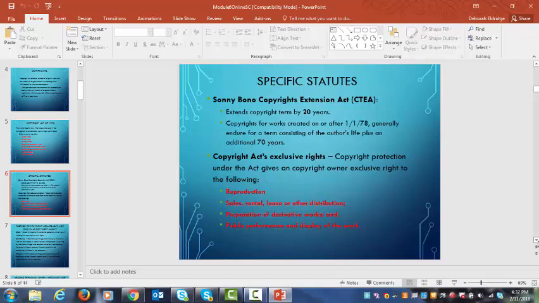Legislator, and senator, when he did, he pushed for extension of copyright protection. Because it used to be the author's life plus 50 years, they extended it by 20 years to the author's life plus 70 years. Now, for commercial works, it's 100 years.